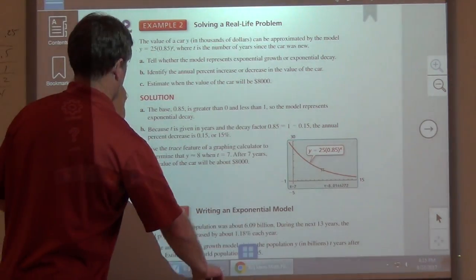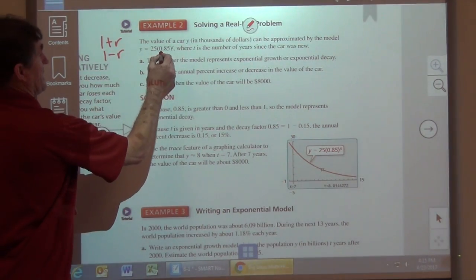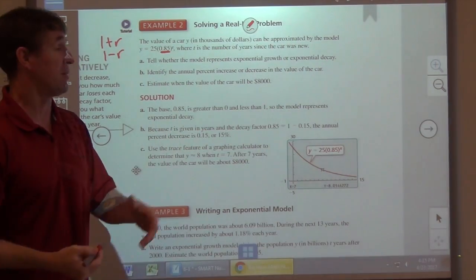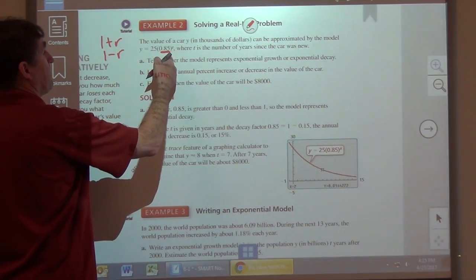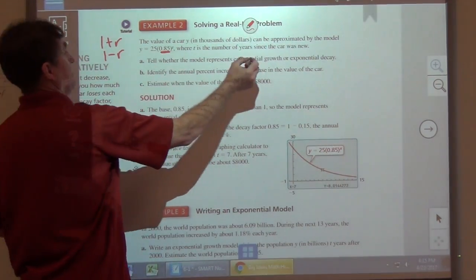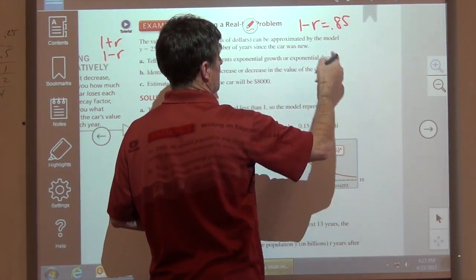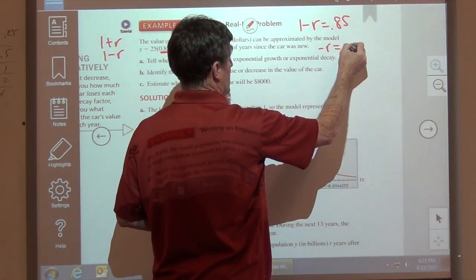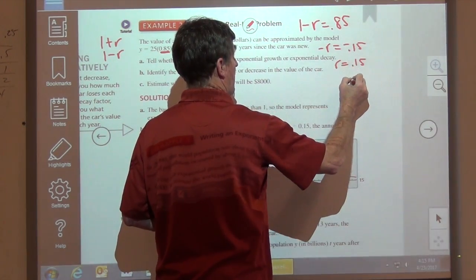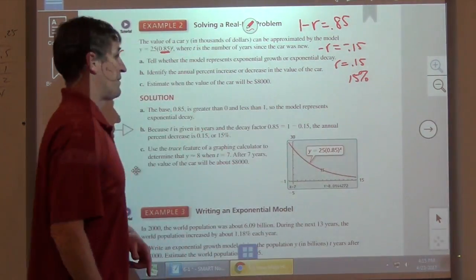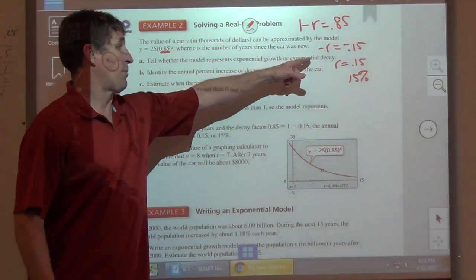Now the way we can tell that is, remember our formulas were 1 plus r and 1 minus r. So if this number is less than 1, then it's a decay problem. So in this case, we can also find out what r was, because it would be 1 minus r equals 0.85. So if you subtract 1, you get negative r equals negative 0.15. And so our r in this case is 0.15, or if we change it to a percent, 15%. Okay? So we know that this was a decay problem.